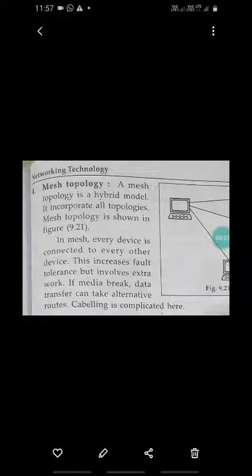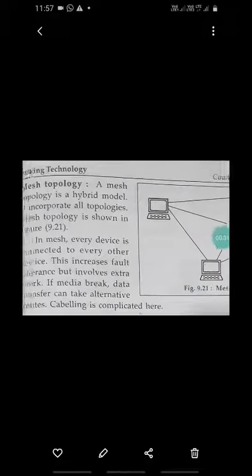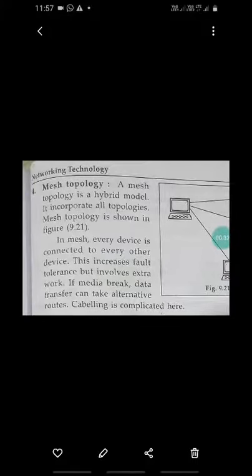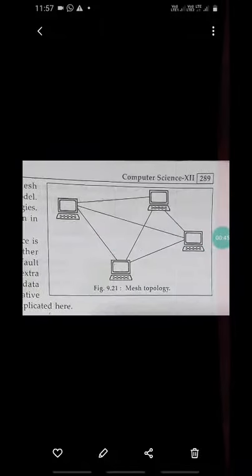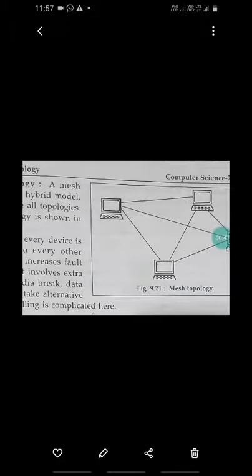In mesh topology, every device is connected to every other device, to each and every other device. This increases fault tolerance but involves extra work. If media break, data transfer can take alternative routes. Cabling is complicated here. So this is the mesh topology.